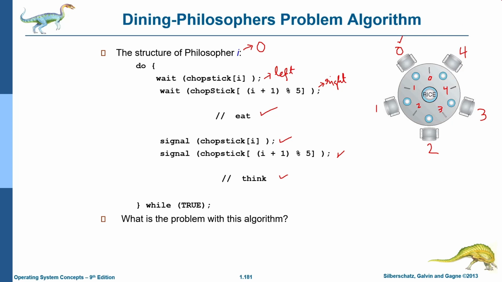So if 0 is eating, 1 and 4 cannot eat. But once 0 is done eating, then 1 and 4 have a chance of eating. I mean, 1 can eat if 0 is not eating and 2 is not eating. Right? 4 can eat if 0 is not eating, 3 is not eating. 0 can eat if 1 is not eating, 4.